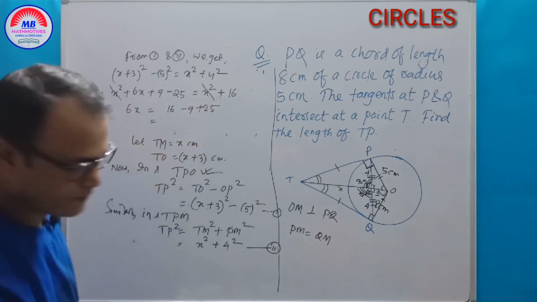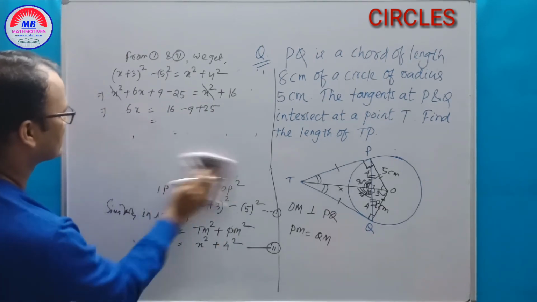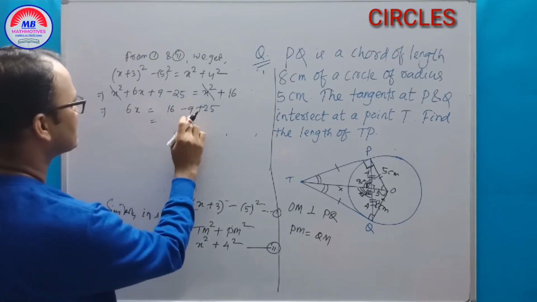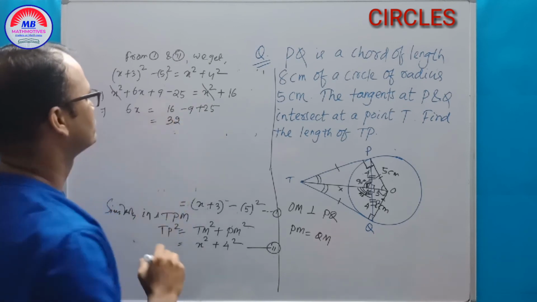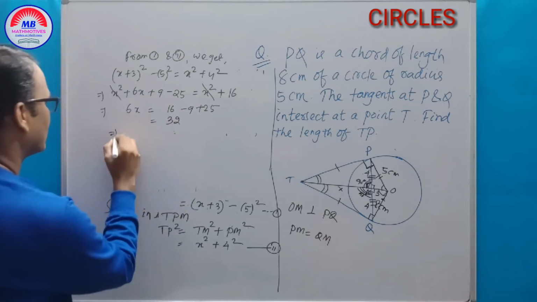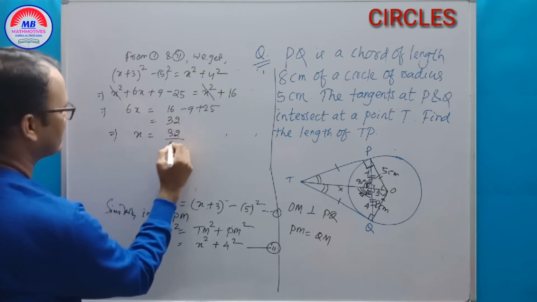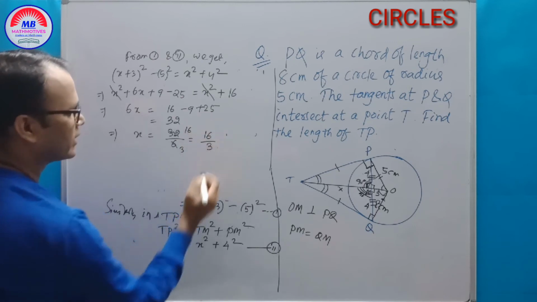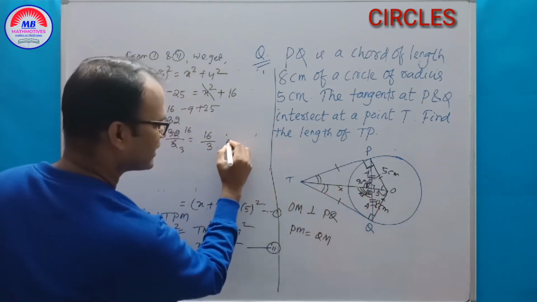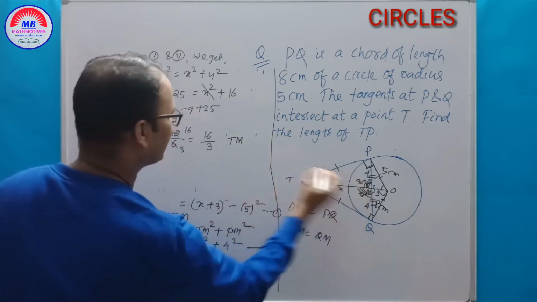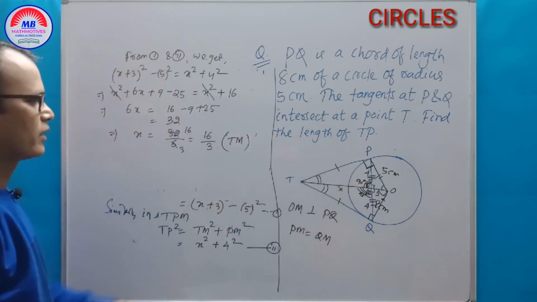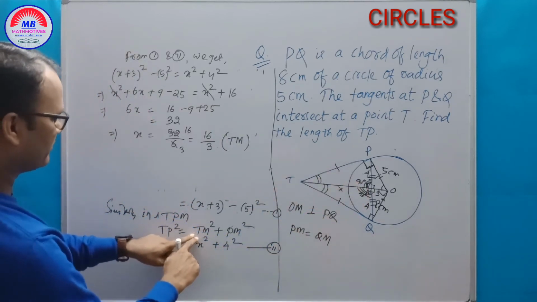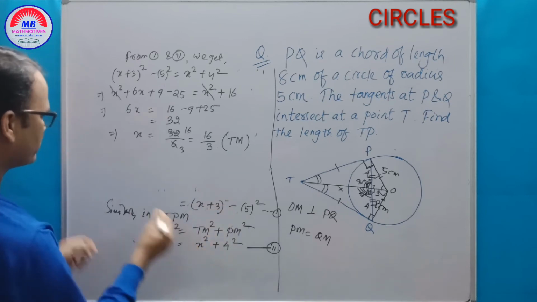That equals 16 minus 9 plus 25, which is 32. x equal to 32 by 6. Dividing by 2, it is 16 by 3. So x is 16 by 3. x means TM. But to find TP, here we found TM. Then put the value of TM in equation 2 or 1. Equation 2 will be easy.